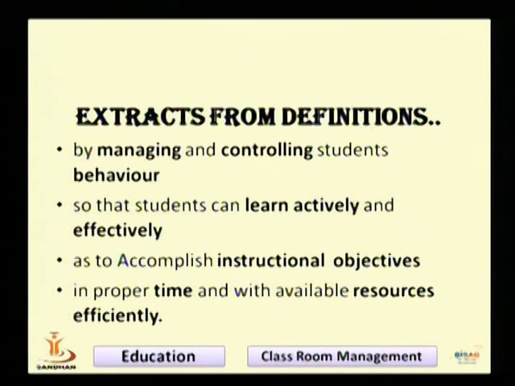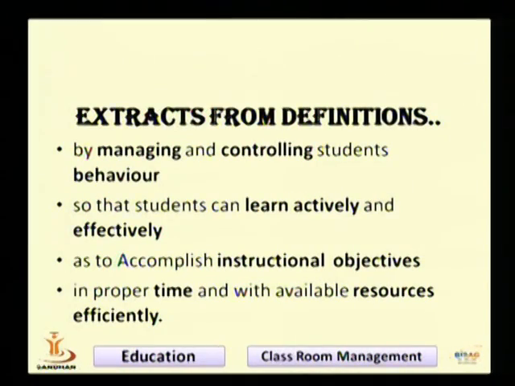and effectively. If they are engaged in learning actively and effectively, it means instructional objectives can be accomplished, or there would be the environment in which the teacher can achieve the instructional objectives he has set in the beginning.